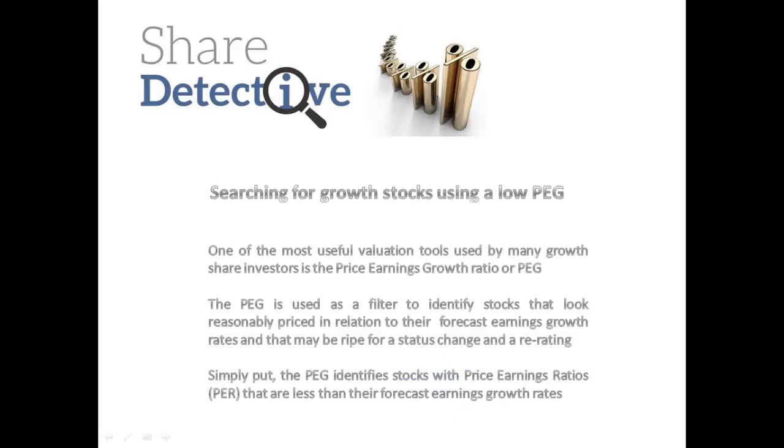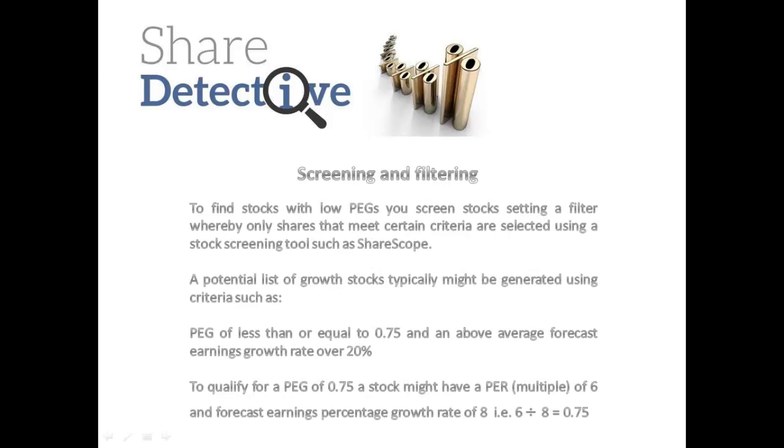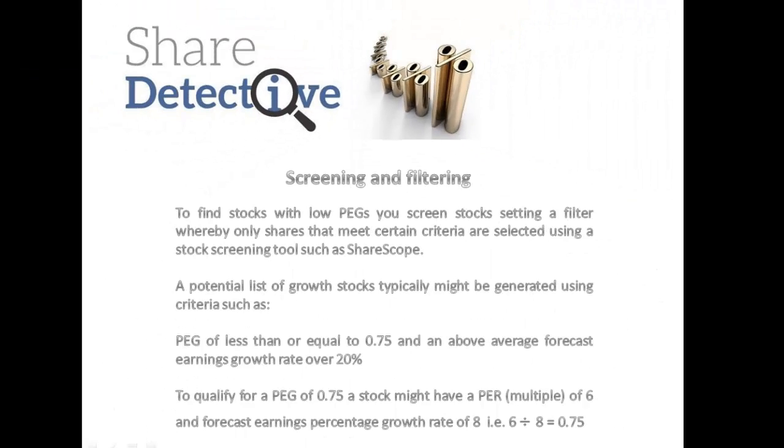Simply put, the PEG identifies stocks with price-earnings ratios that are less than their forecast earnings growth rates. To achieve this, we need to do some screening and filtering. To find stocks with low PEGs, you screen stocks setting a filter whereby only shares that meet certain criteria are selected using a stock screening tool such as Sharescope.